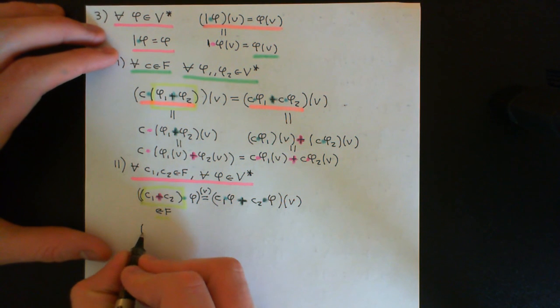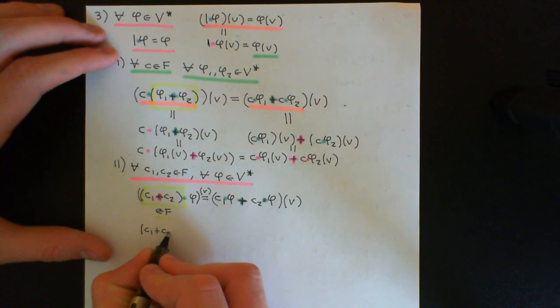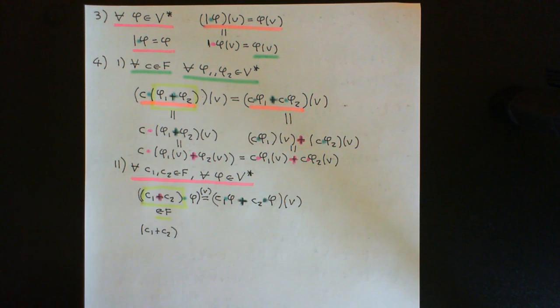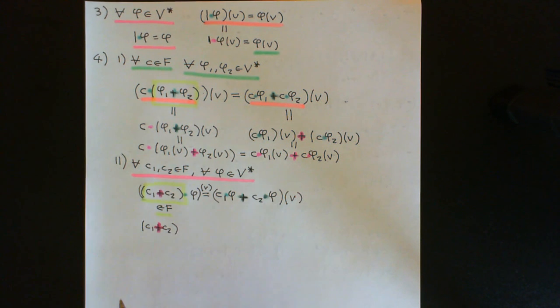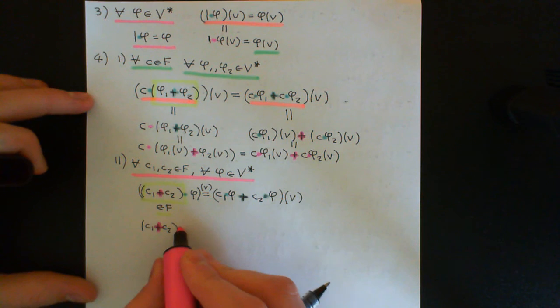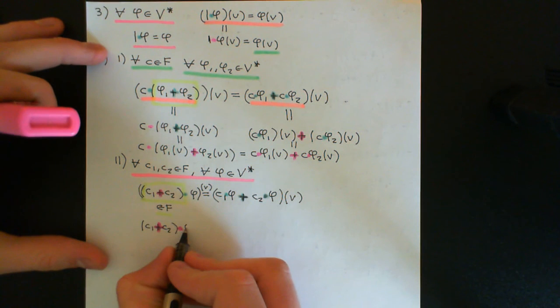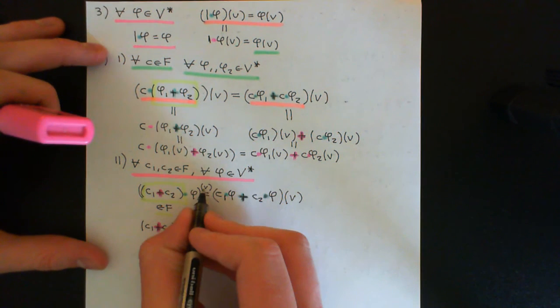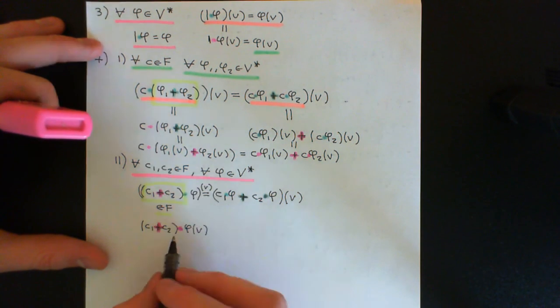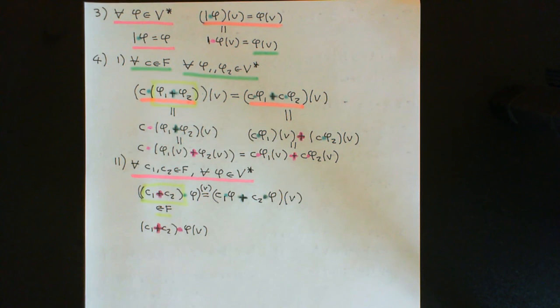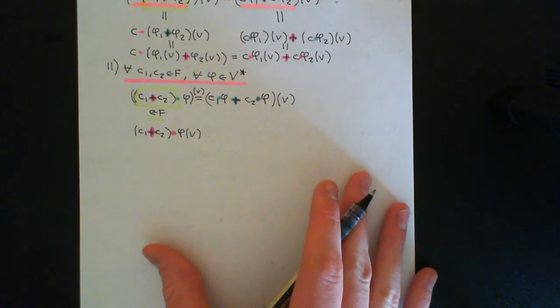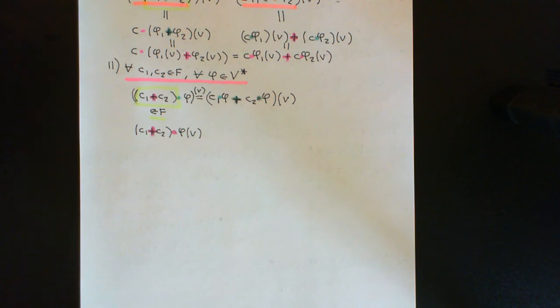Okay, so this is just going to equal C1 plus C2, where that addition is still done in the field here, so I'll just colour that in purple there, multiplied in the field with phi of v. So you work out what v is sent to by phi, and then you just multiply it by this scalar according to field multiplication here. Okay, that's just the definition of how this scalar multiplication works in the dual vector space.